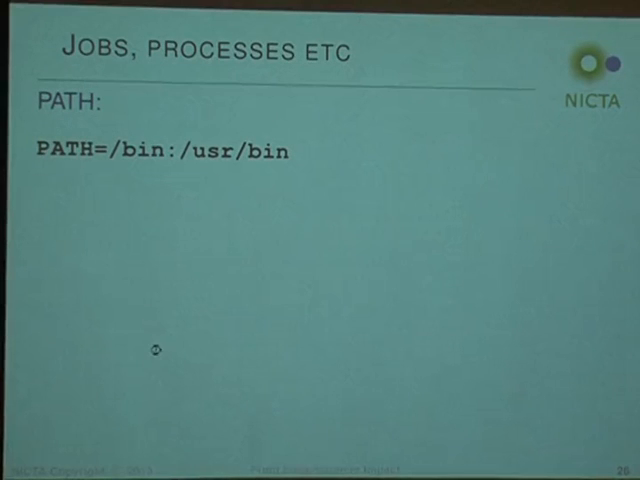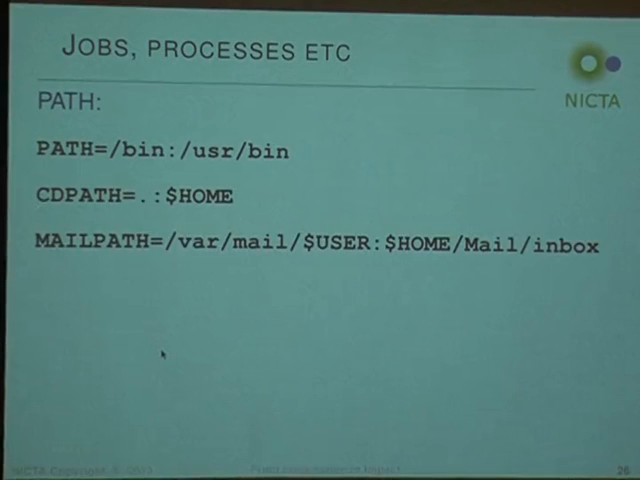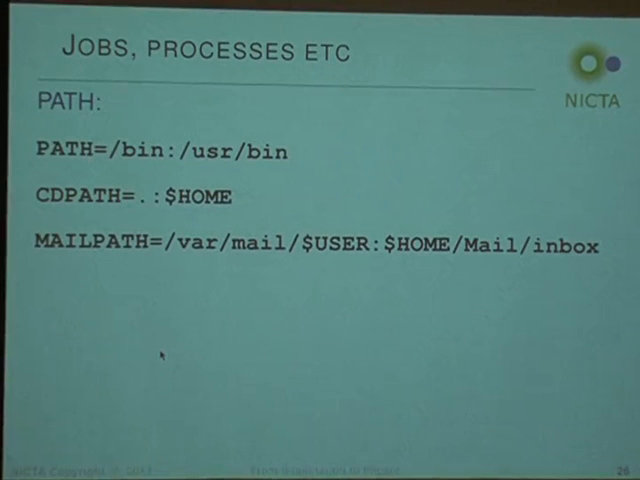But PATH isn't the only one. There's also a swag of others that you can look up in the man page of the shell if you want. But two important ones are CDPATH and MAILPATH. CDPATH controls what happens when you type cd. In this case, I've got dot and $HOME. Dot means current directory. So when I type cd doc, it will first look in my current directory. Is there a directory there called doc? And change it to that. If there isn't, it'll search the next one, $HOME. That's my home directory. Yes, I've got a doc directory there. I'll change it to there. So that's quite useful.